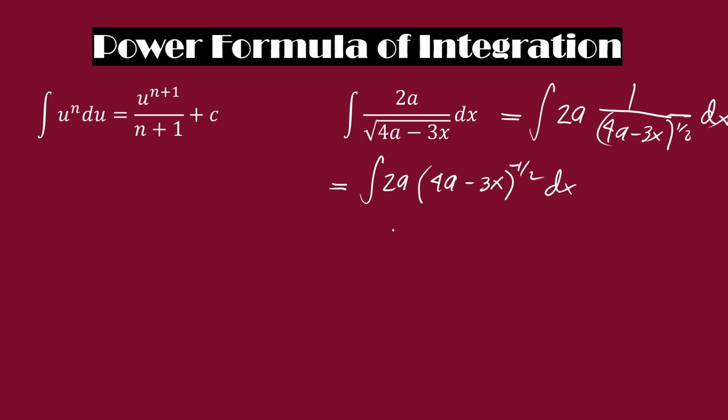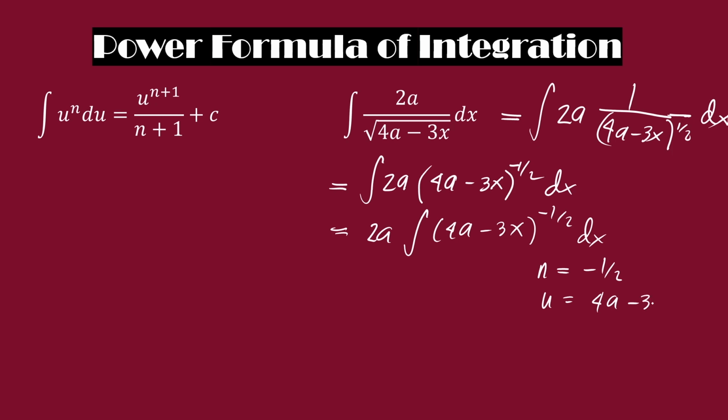Now we can apply the power formula. Before you do that, you have to put 2a outside of the integral, because 2a is constant. So this is equal to 2a, the integral of 4a minus 3x raised to negative 1 half dx. Now we are ready to apply the power formula. Our n is negative 1 half. Our u is equal to 4a minus 3x. And our du is equal to, the derivative of 4a is 0 because a is constant, so this is equal to negative 3 dx.